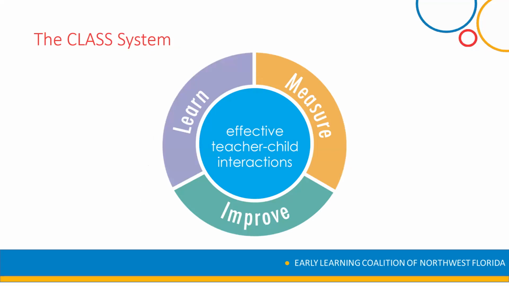The CLASS system is all about learning, measuring, and improving. Effective teacher-child interactions are related to the things you learn. We come out and measure through your observations. We provide resources and trainings, and you improve, so your numbers go up. It's a cycle that we do over and over to keep getting better at the things we do on a daily basis.